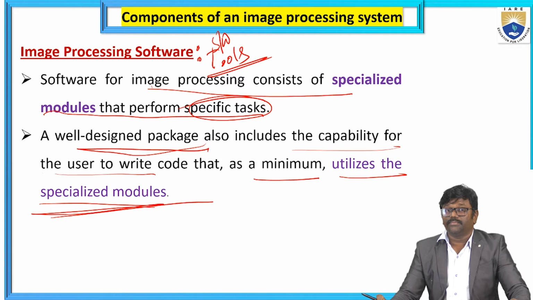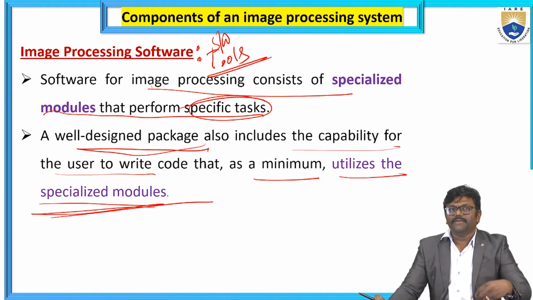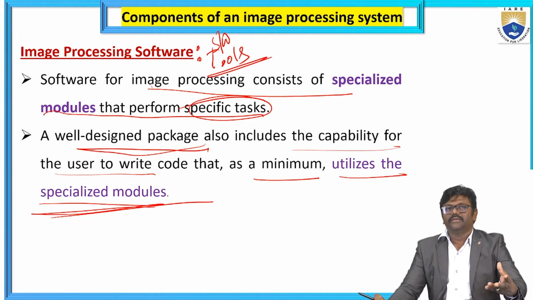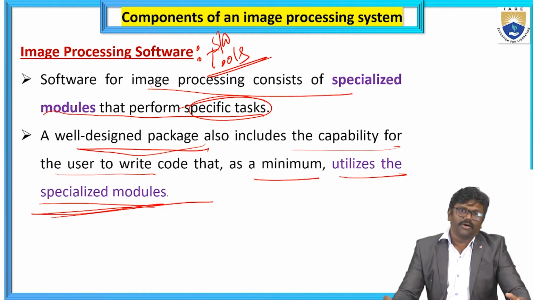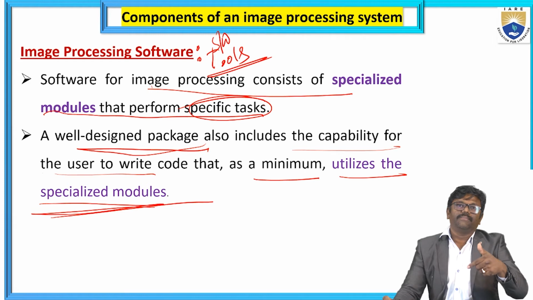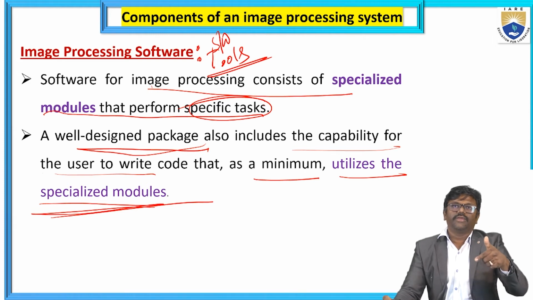What is the name of the component? We quickly call that component an image processing software tool. It's one of the components which help us to design an image processing system. A system is nothing but a combination of components. Among those components, one of the components used here is the image processing system.